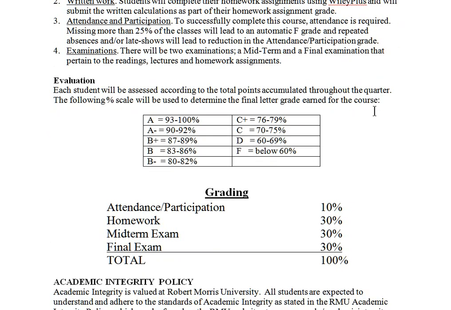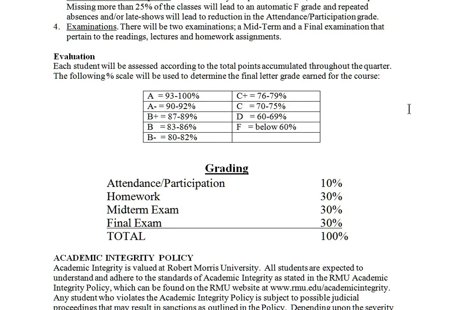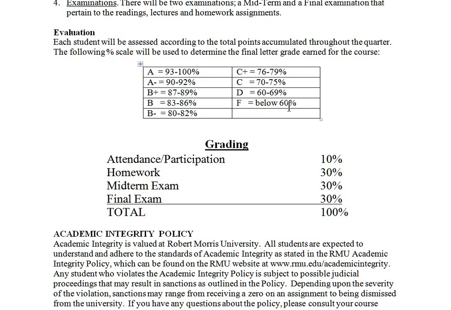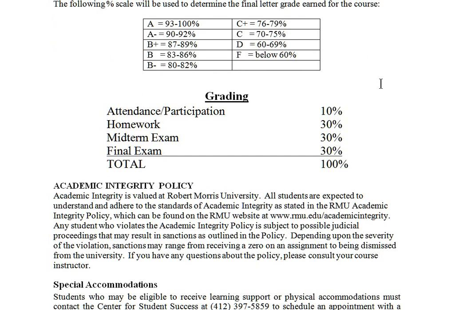Examinations: there will be 2 exams, a midterm and a final, and they will pertain to the readings, lectures, and homework assignments. As I had mentioned in a previous video, the midterm exam will be chapters 1 through 3, and the final exam will be chapters 4 through 6.